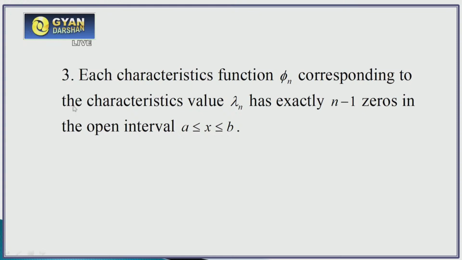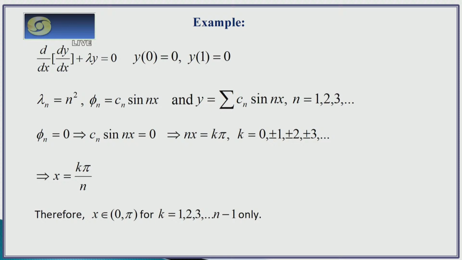And this third result is, each characteristic function phi n corresponding to the characteristic value lambda n has exactly n minus 1 zeros in the open interval. So in the last example, let's see how we can tally this theorem with it. This is what we have solved till now in the last example, and this is your characteristic values, and this is your characteristic functions. Now this is your final solution.